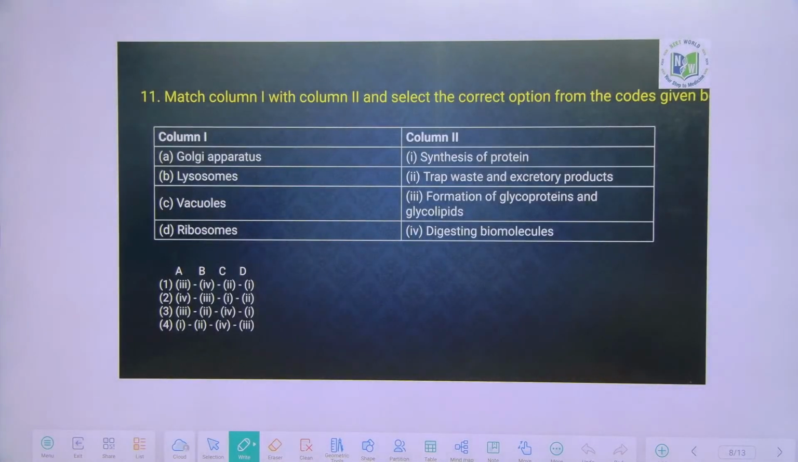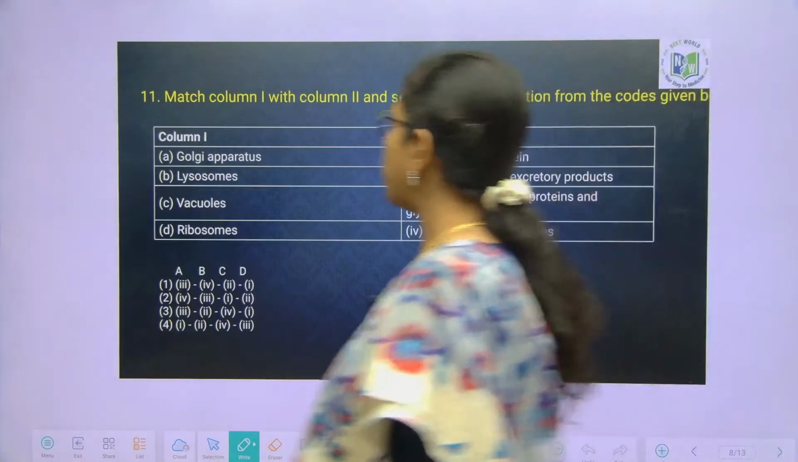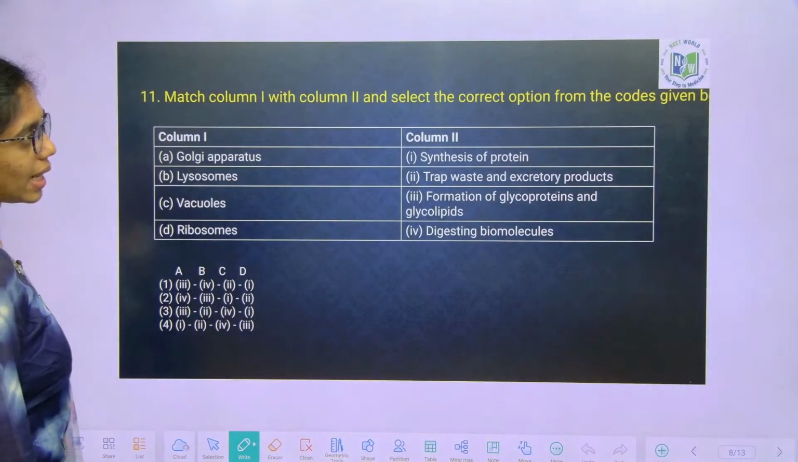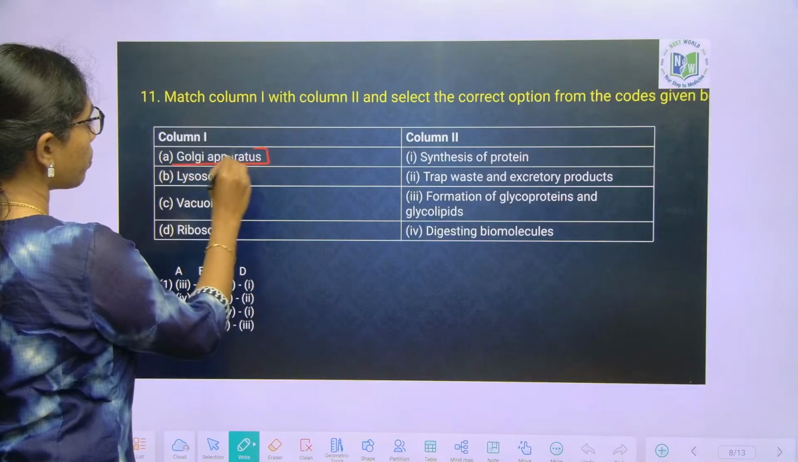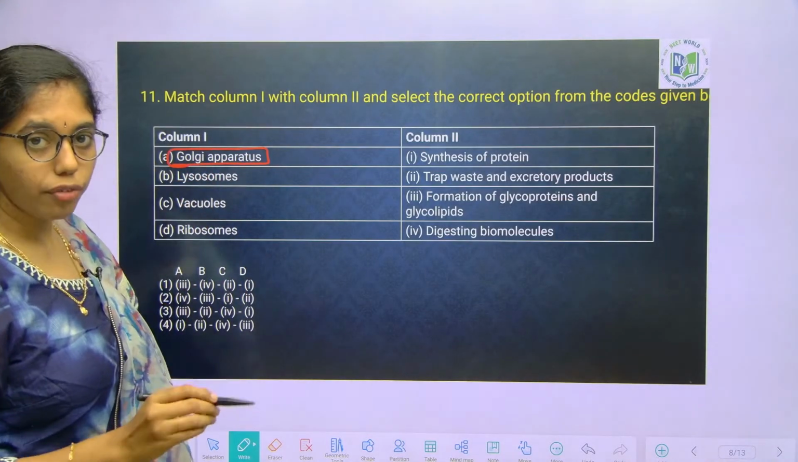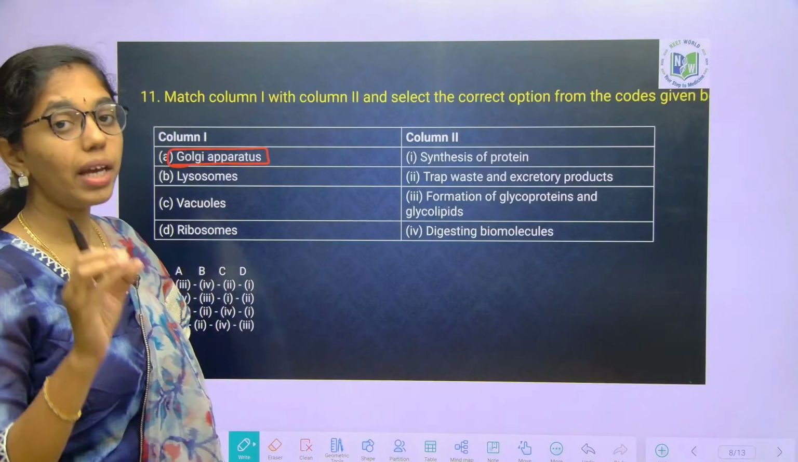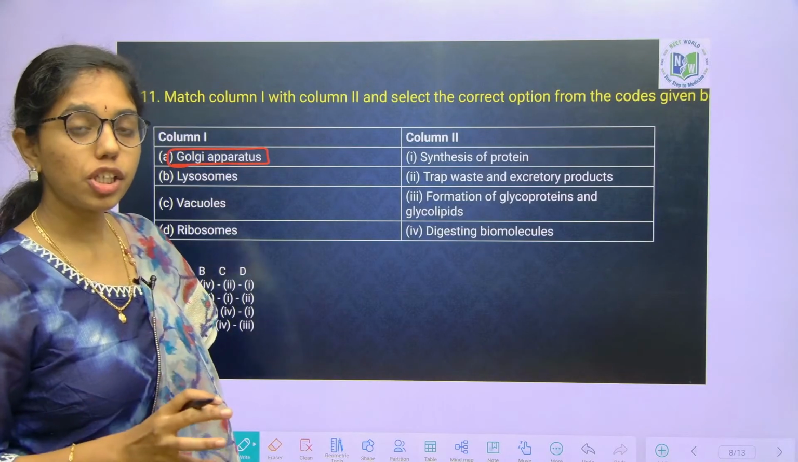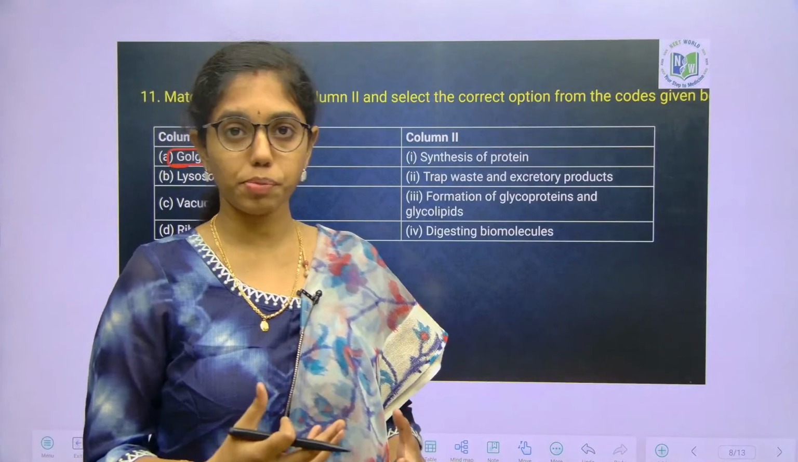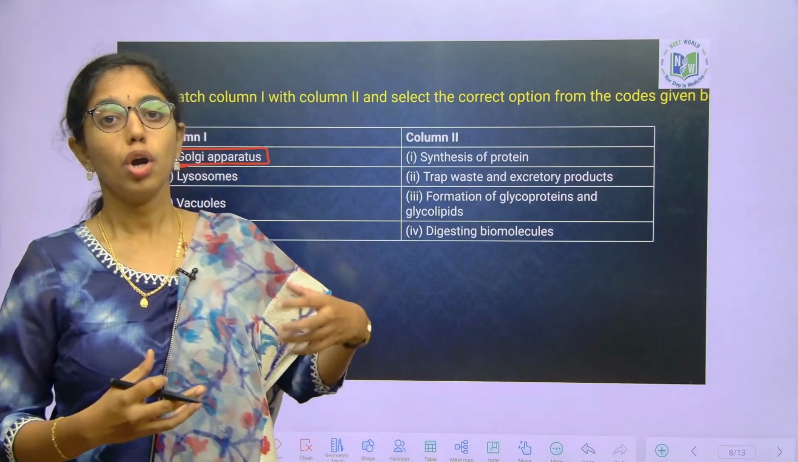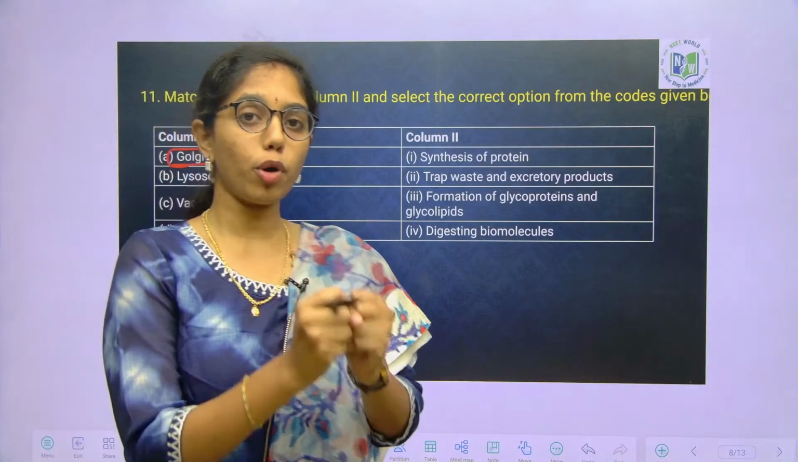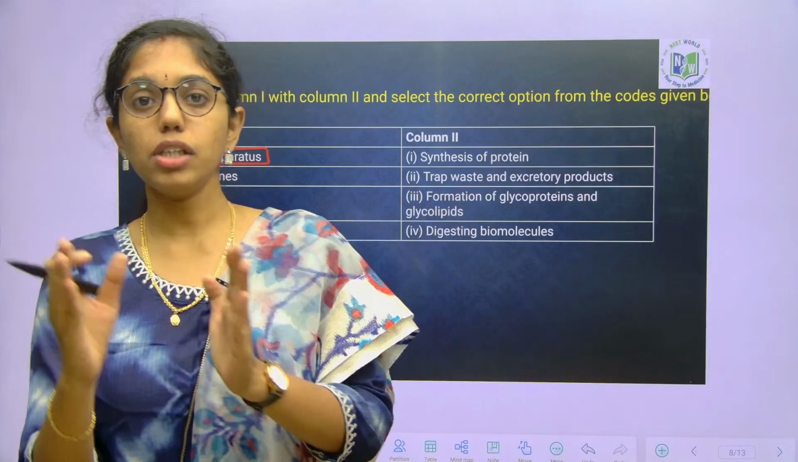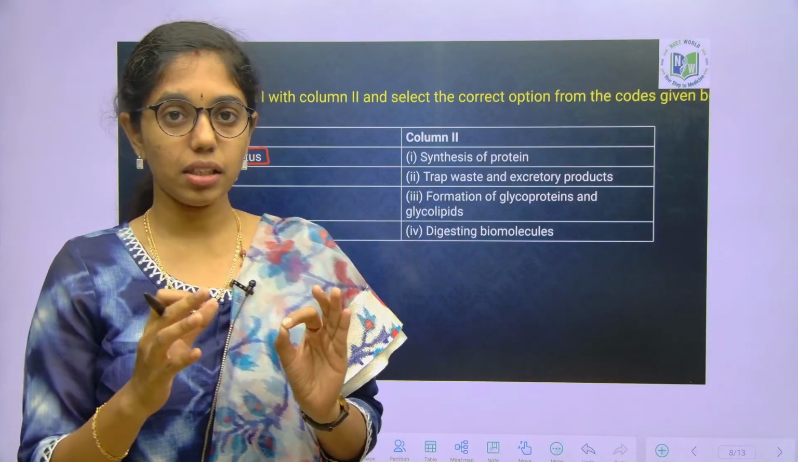Match the following type of question based on the functions of the organelles. Match column 1 and column 2 and select the correct option from the codes given below. Golgi bodies are purely involved in packaging of proteins and lipids which are synthesized by the endoplasmic reticulum. Packaging means what? Addition of sugar molecules, be it mannose, glucose. Adjoining to that, Golgi bodies will be packing up the proteins and lipids, and they are released out as vesicles.